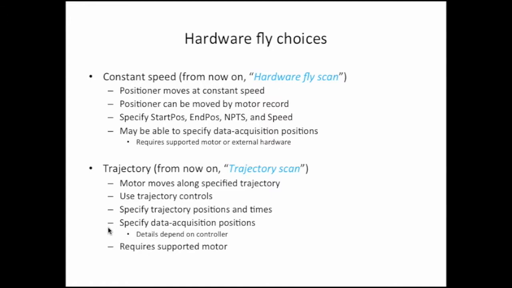For a trajectory scan, the motor moves along a trajectory that's specified by positions and times, typically. There are other ways to specify it. And you use the trajectory controls and not the motor record. And you normally specify data acquisition positions, although there are some constraints. The motors are all different as far as this goes. And it requires a motor that is explicitly supported to do trajectories.